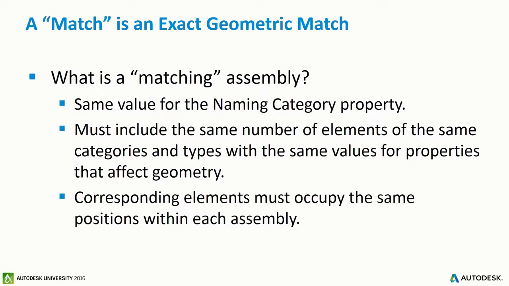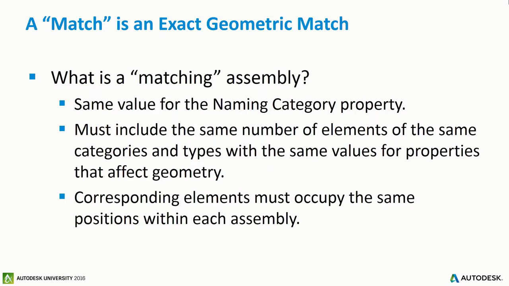Structural framing or specialty equipment or rebar or whatever that category happens to be. An assembly can be any one of the categories that it contains. So if an assembly contains a structural framing element and a specialty equipment element and a rebar element, it could be any one of those things in terms of its categorization. So the category has to be the same, the naming category has to be the same, and it has to include the same number of elements.